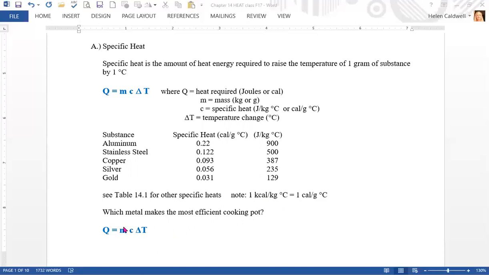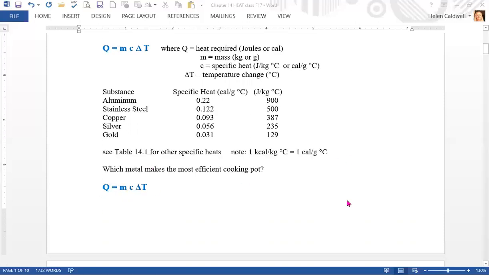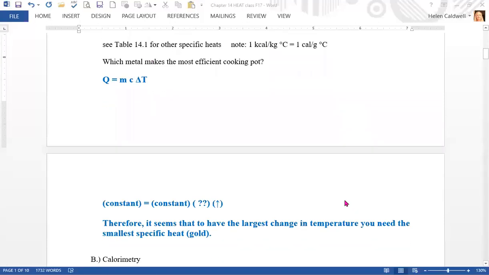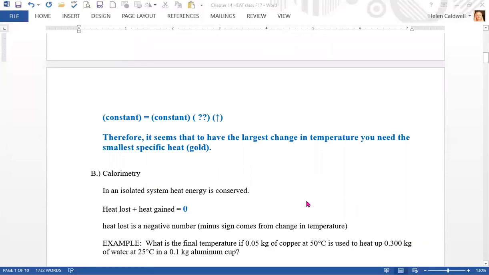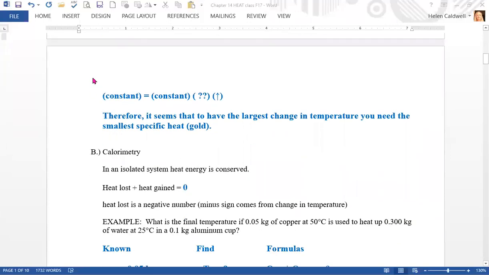Okay, so as specific heat comes down, delta T goes up if M and Q are held constant. So another way to write that out is to take that equation and say, okay, Q is constant, M is constant. What happens to the specific heat if delta T goes up? And you can see that the specific heat would have to come down.